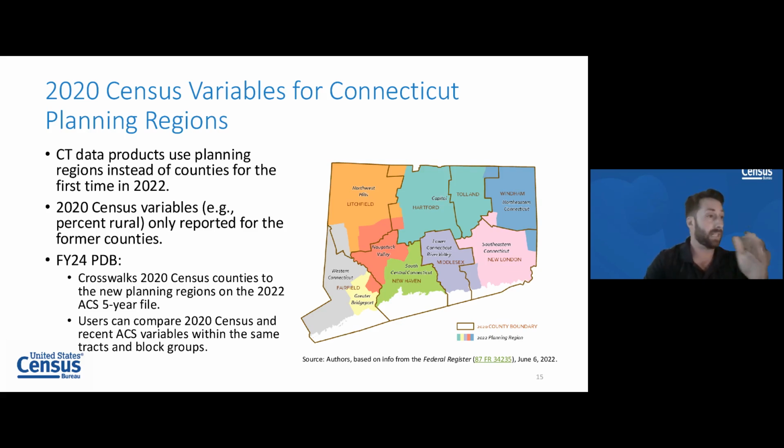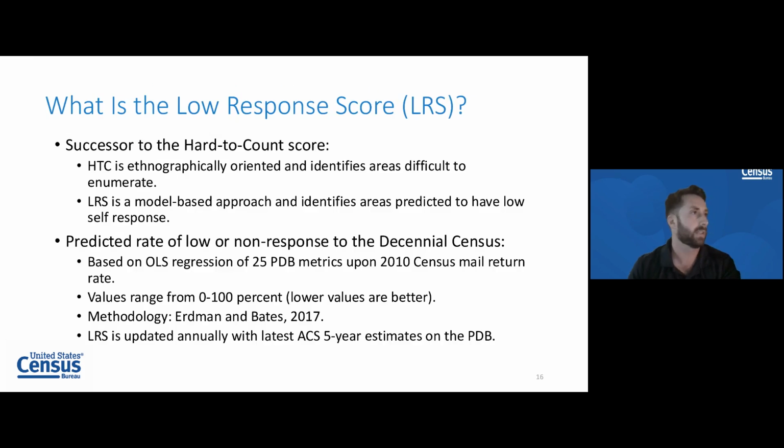But the tracts and the block groups do line up one-to-one, but the FIPS codes are different. So you'd have to do the crosswalking yourself, but we did the hard work for you, again, because we are awesome. So if you want to get things like percent rural and other things from the 2020 decennial census for these Connecticut areas, please use the planning database so that you don't have to do all that work yourself.